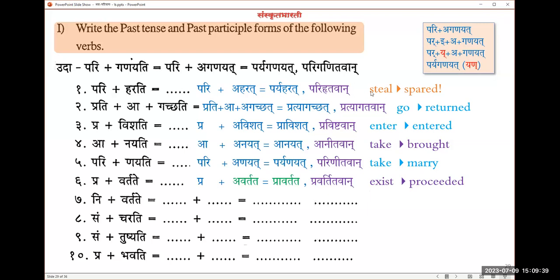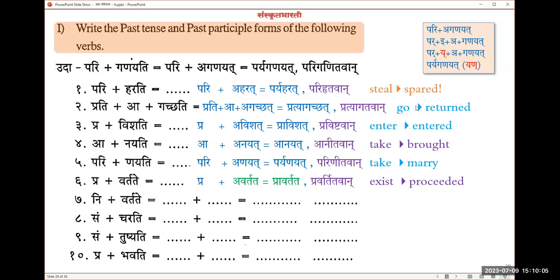See, harati steals. Pariharati spares. See the complete meaning translation that happened through the joining of the upasarga. Sometimes upasargas just accent the original meaning. Sometimes they take it completely somewhere else. In fact, in this case, it is almost like exclusion of the other. Steals but spares, like that.